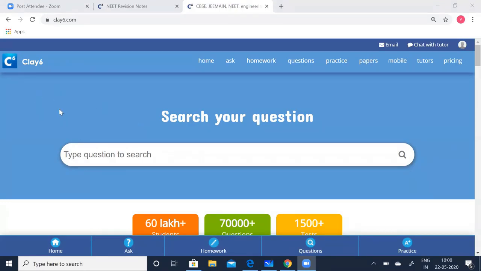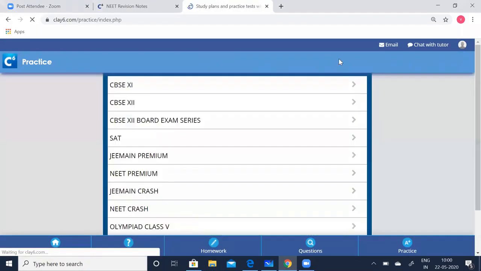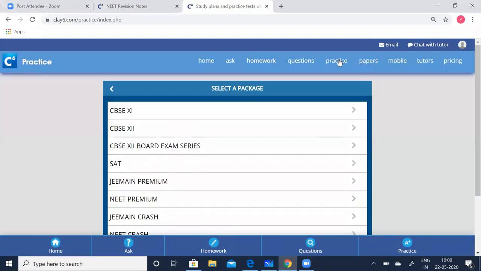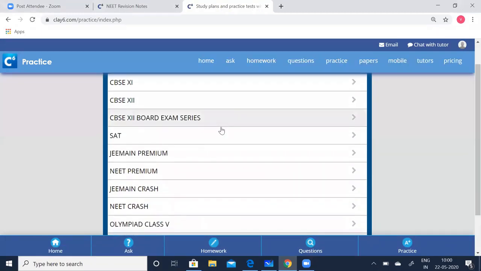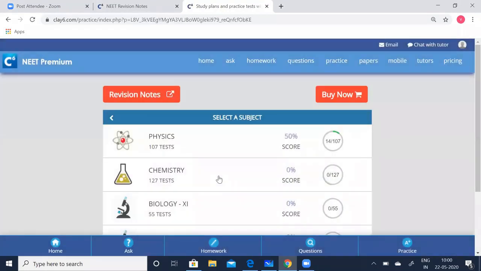First of all, go to play6.com. There, this is the home page. Click on practice. You have different packages. Select NEET Premium. There you have the revision notes.